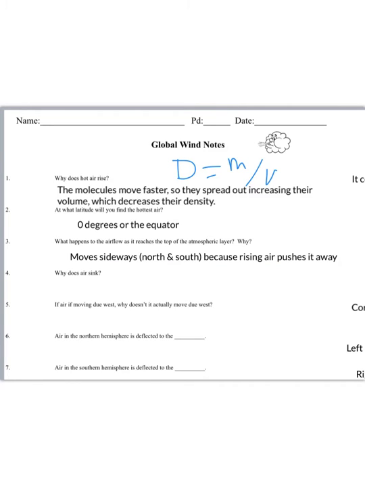Okay, our next question we have to think about is, why would air sink? It's the opposite of why it rises. It's going to sink because it's going to cool down. When it cools down, it's going to condense or move closer together, and that's going to cause the density to increase.